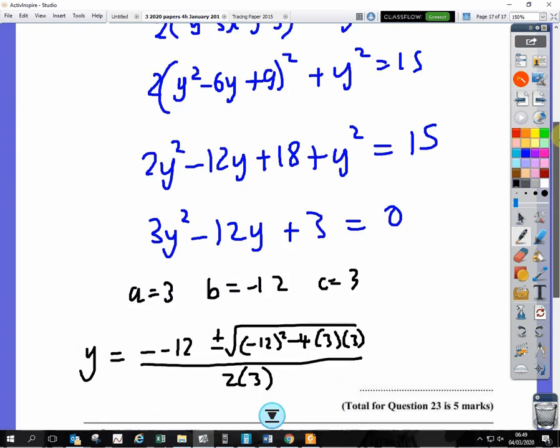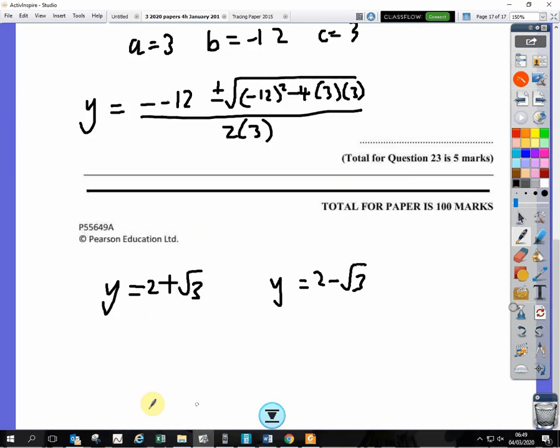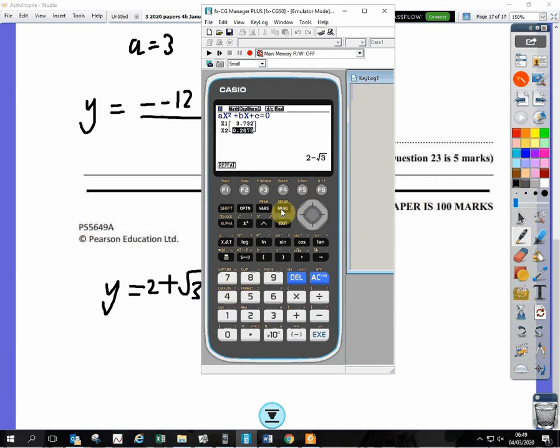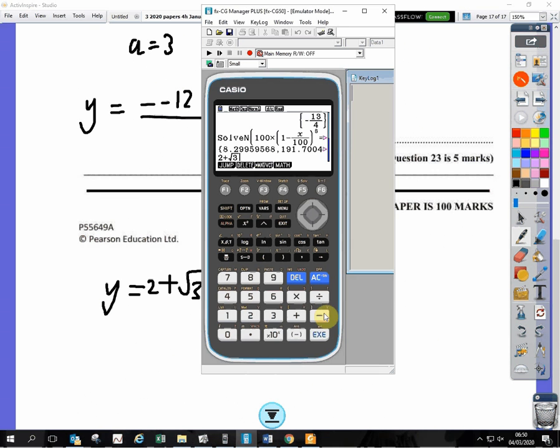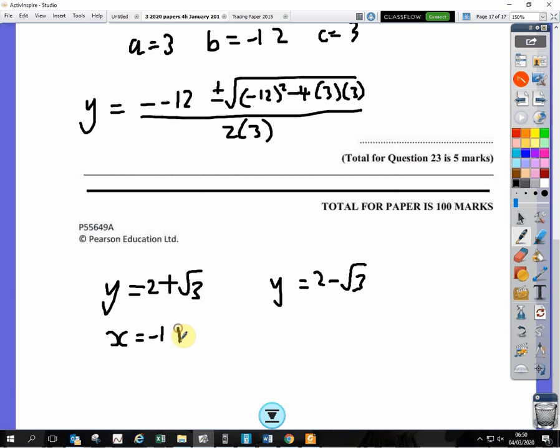To work out the x values, do y take away 3. So let's have a look at this. You've got y, which is 2 plus the square root of 3, and then you take away 3 from that. So you end up with minus 1 plus root 3. Then same with this one, you take 3 away from it, so you end up with minus 1 minus root 3. Two pairs of answers.